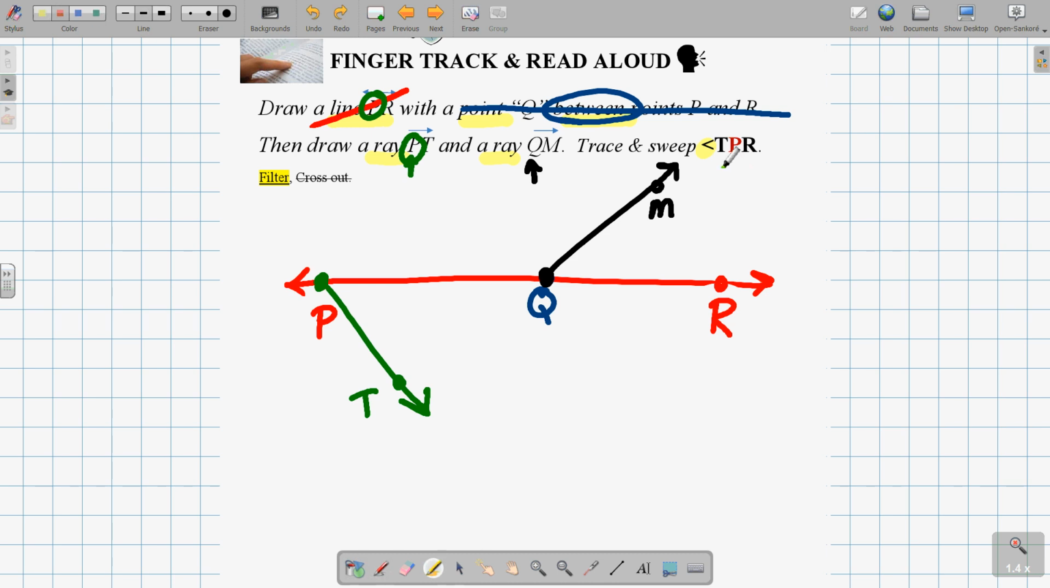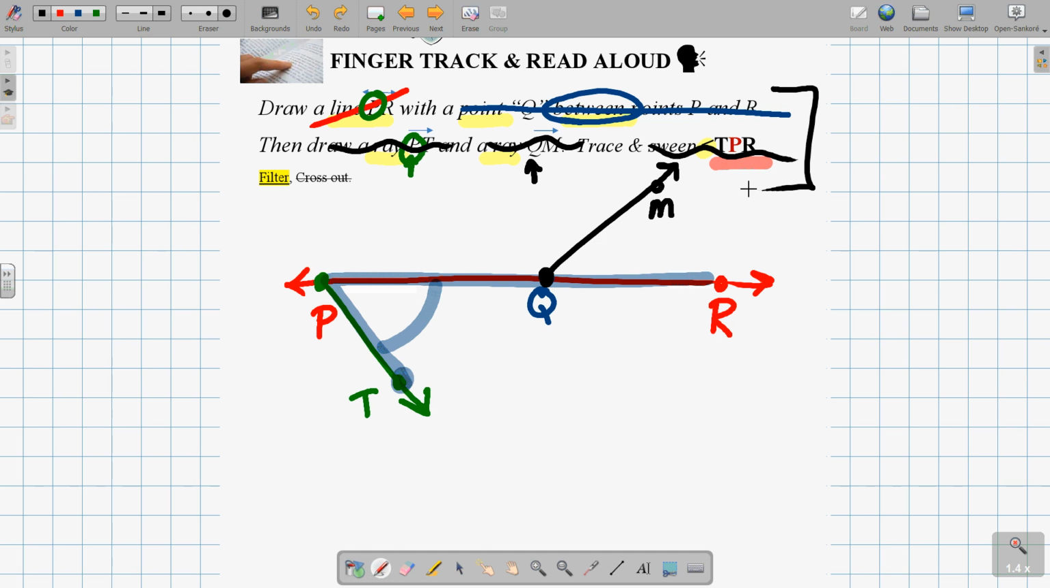We're going to trace and sweep T, P, R. Ready? Trace and sweep. Go to T, go to P, go to R. Sweep. I took care of this, that, and that. So when you've read correctly in geometry, friends, the original text should literally be mutilated by the time you are done.